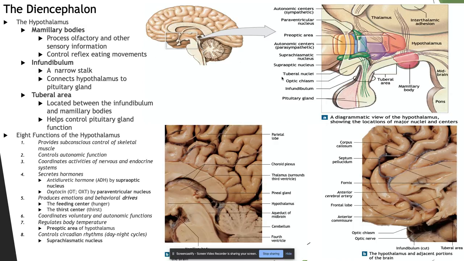And finally, 8, the control of the circadian rhythm. The suprachiasmatic nucleus coordinates daily cycles of activity that are linked to the 24-hour day-night cycle. And this nucleus receives input from the retina of the eye. The output of this nucleus adjusts the activities of other hypothalamic nuclei, the pineal gland, and the reticular formation.